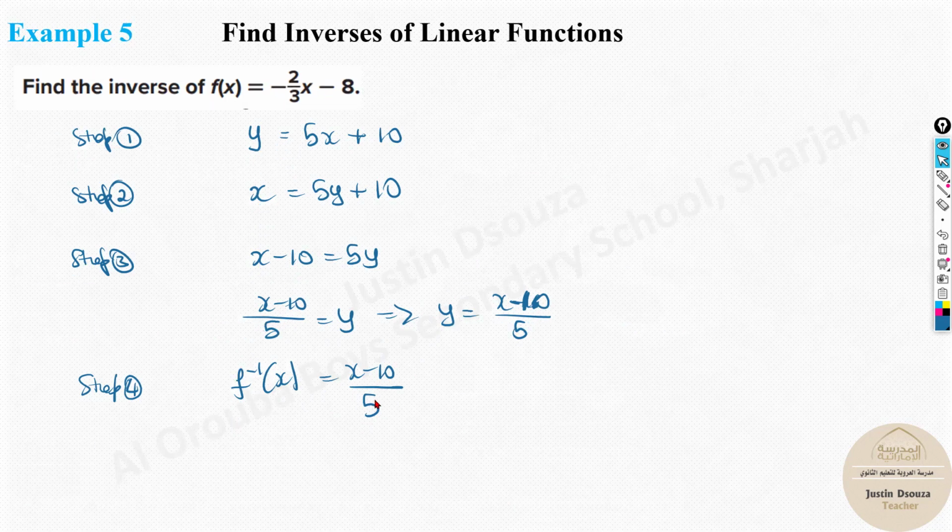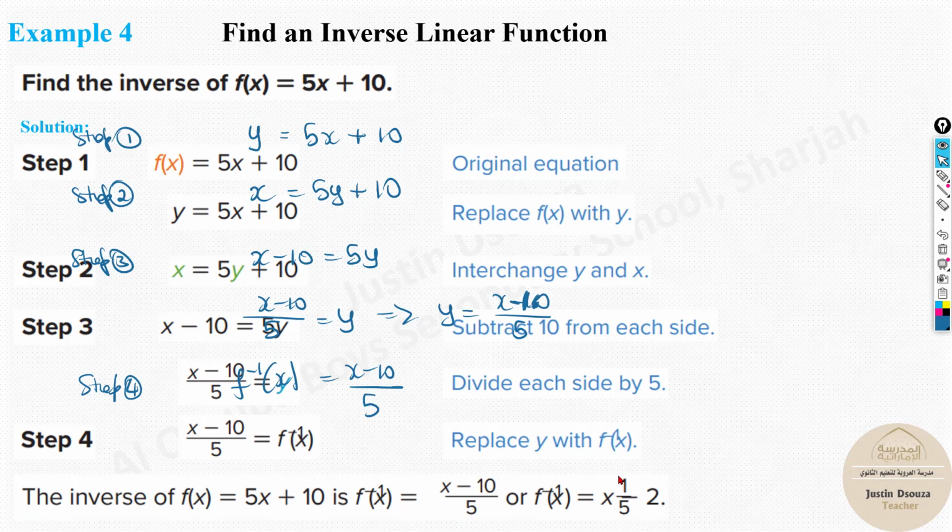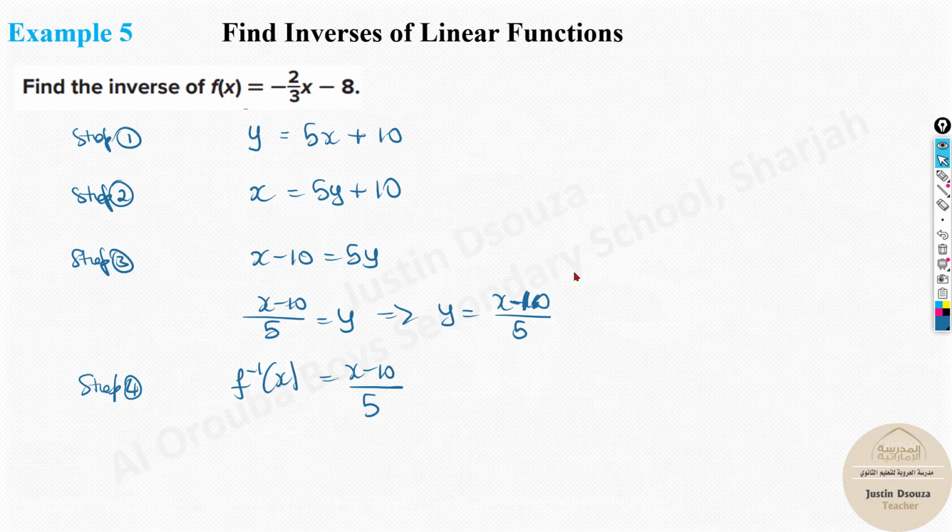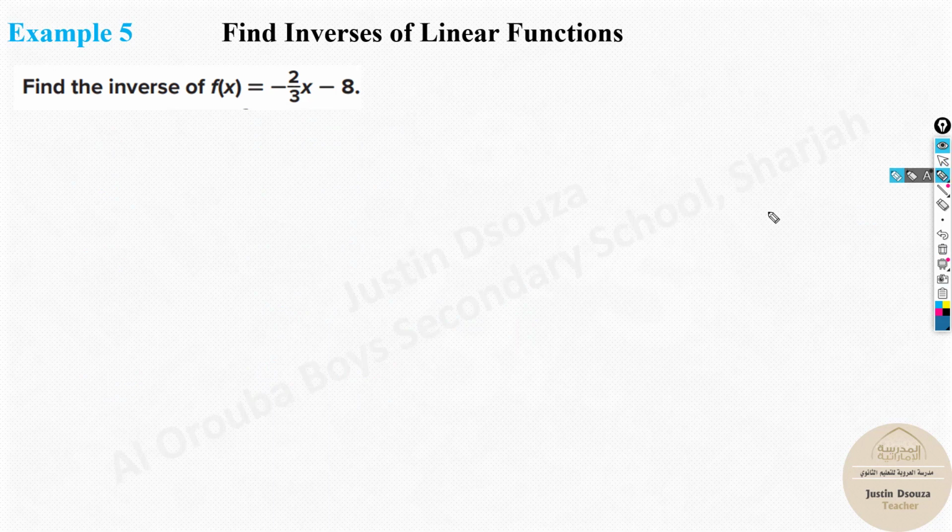Let's do another problem. See, this is it. Over here, what they have done is applied the distributive property. X divided by 5 minus 10 by 5 would be minus 2. So this is basically x into 1 by 5, or x by 5 minus 2. Or you can just leave it like this. It's fine. This is the answer. Here we have one more problem. We need to find this inverse. Let's quickly do it. Here again, it's very straightforward.